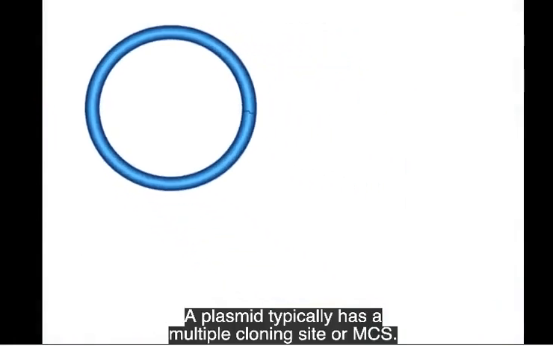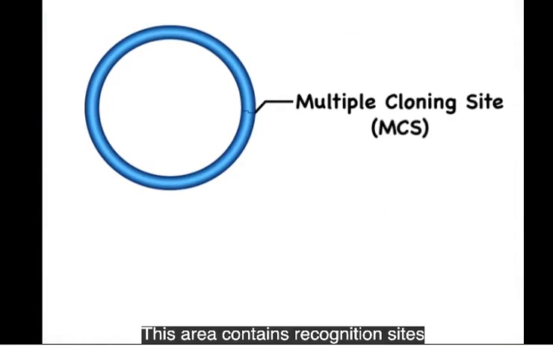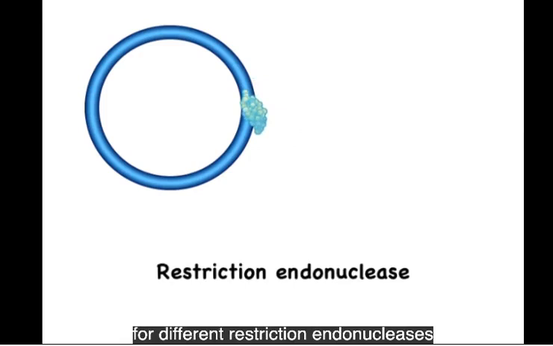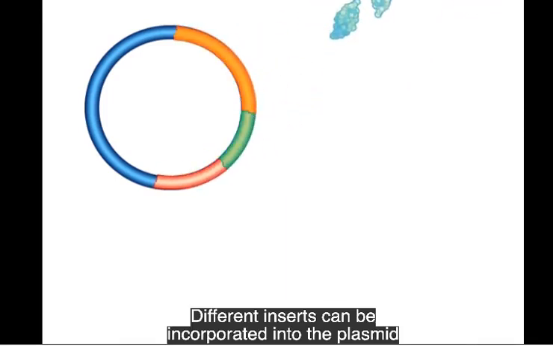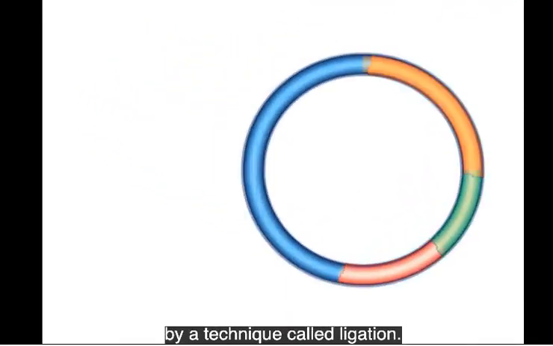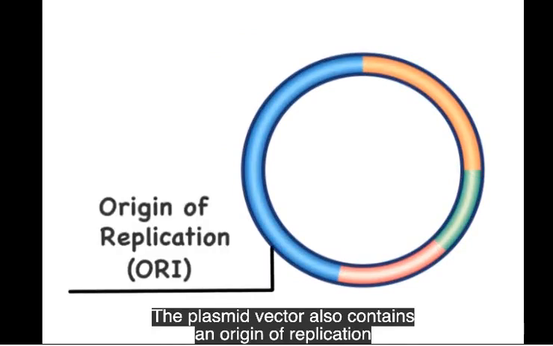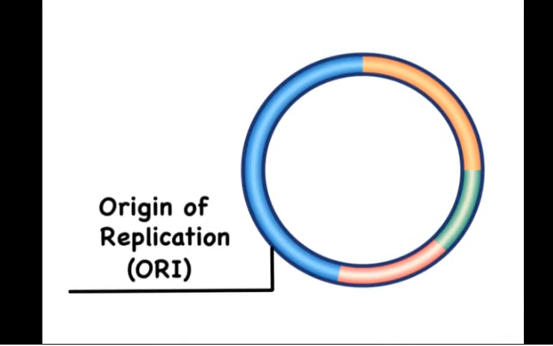A plasmid typically has a multiple cloning site, or MCS. This area contains recognition sites for different restriction endonucleases, also known as restriction enzymes. Different inserts can be incorporated into the plasmid by a technique called ligation. The plasmid vector also contains an origin of replication, which allows it to be replicated in bacteria.